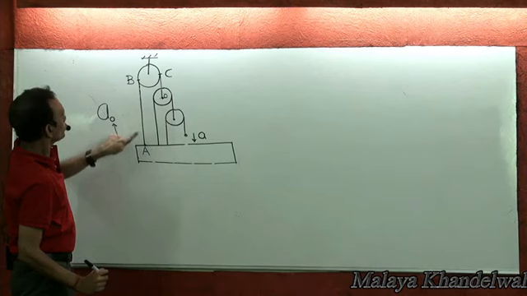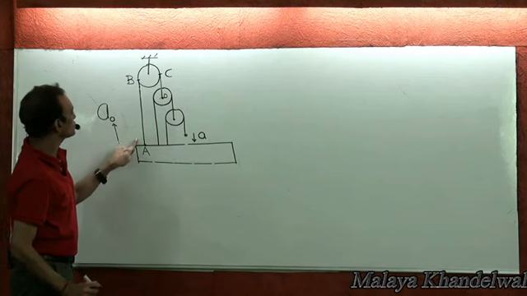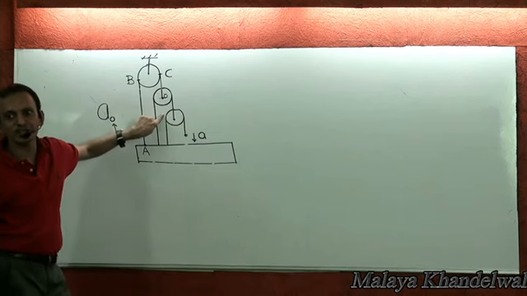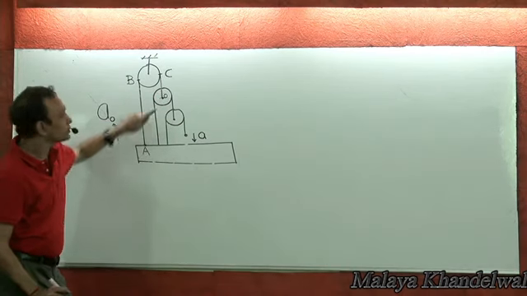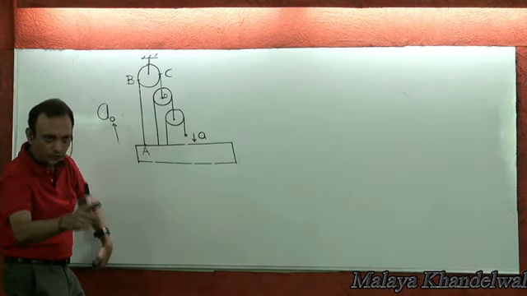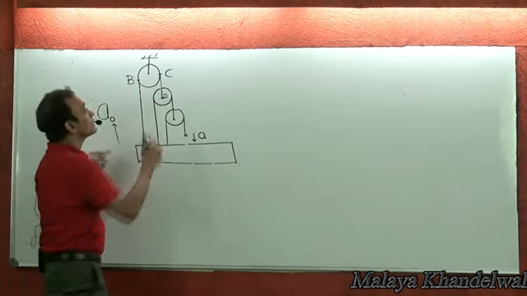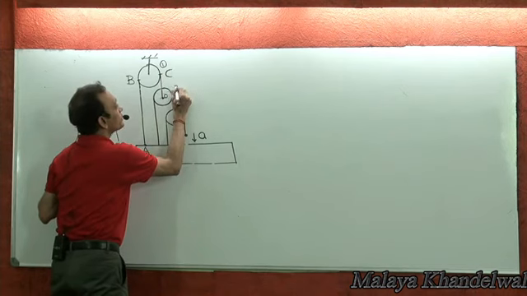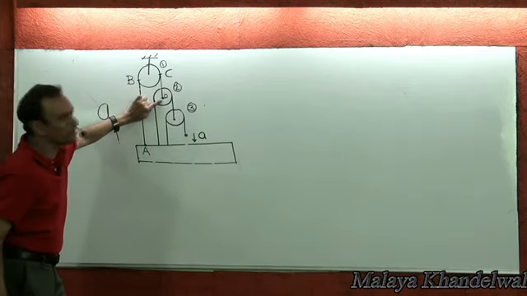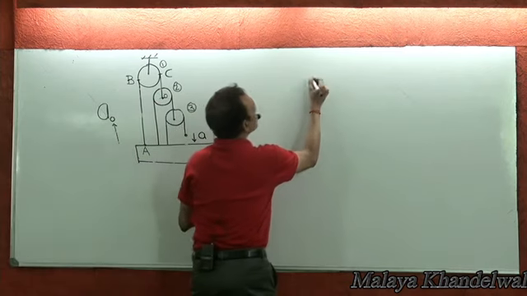Now, if you look at this fixed pulley, if this end is moving up with an acceleration A0, then O, this free end, would have a downward acceleration A0, yes or no? That means this pulley would have a downward acceleration A0. Let's say this is pulley 1, this is pulley 2, this is pulley 3. This pulley 2 would have a downward acceleration A0.